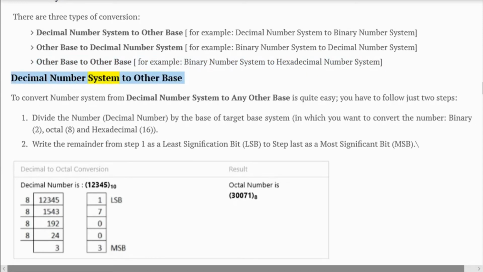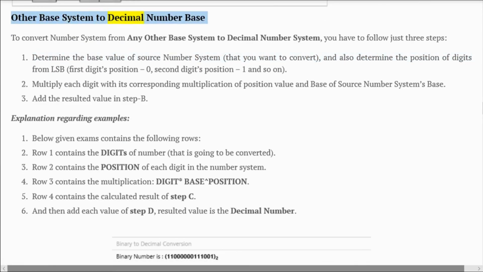Decimal number system to other base. To convert number system from decimal number system to any other base is quite easy. You have to follow just 2 steps. Divide the decimal number by the base of the target base system in which you want to convert the number: binary 2, octal 8, and hexadecimal 16. Write the remainder from step 1 as the least significant bit, LSB, to the last step as the most significant bit, MSB.